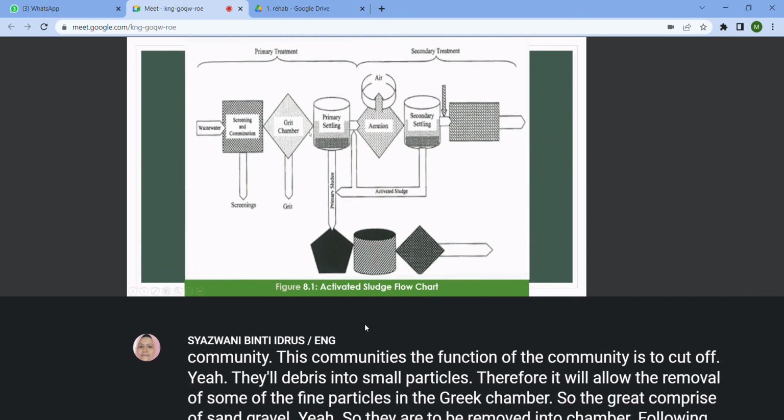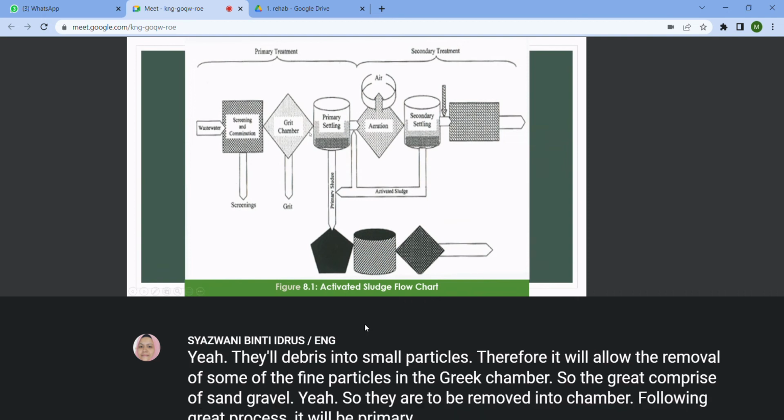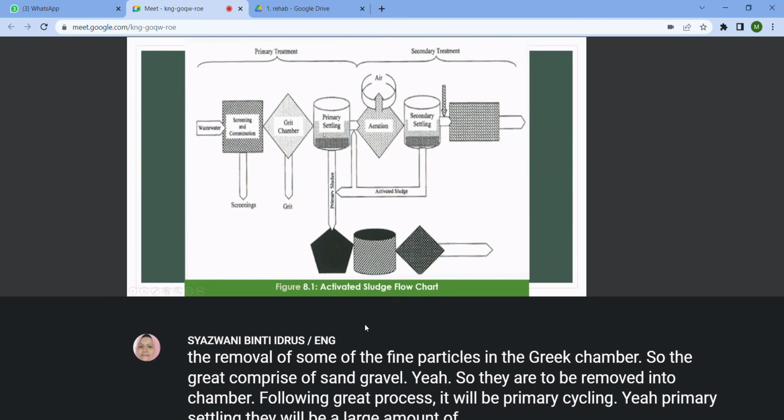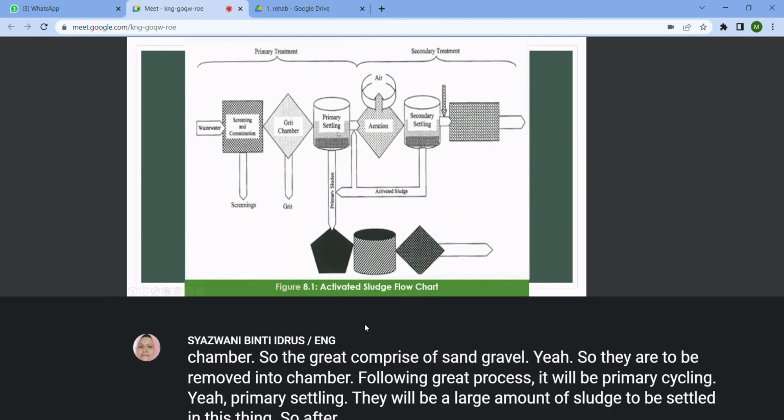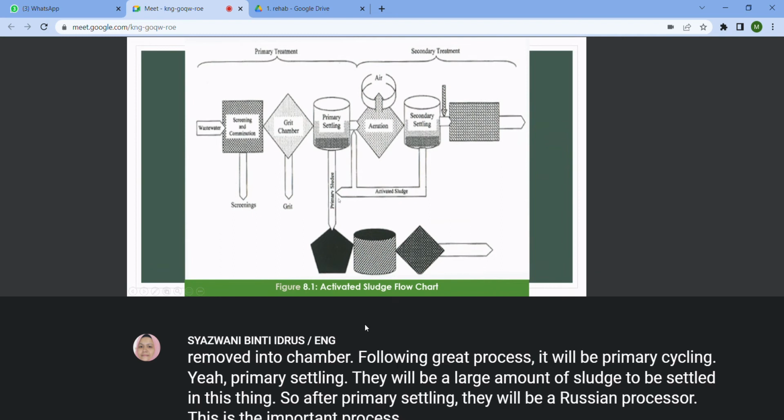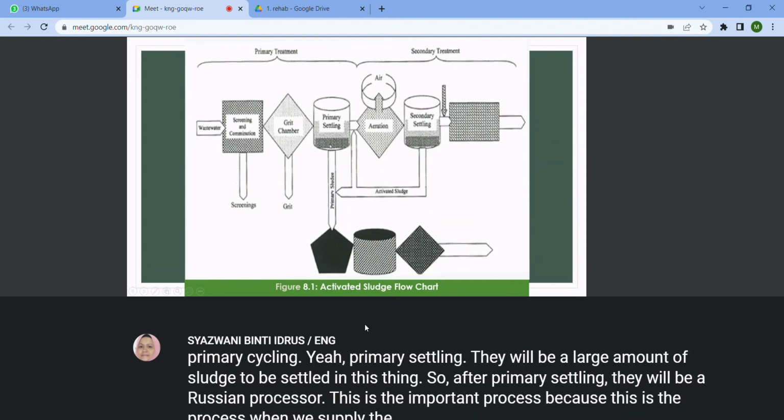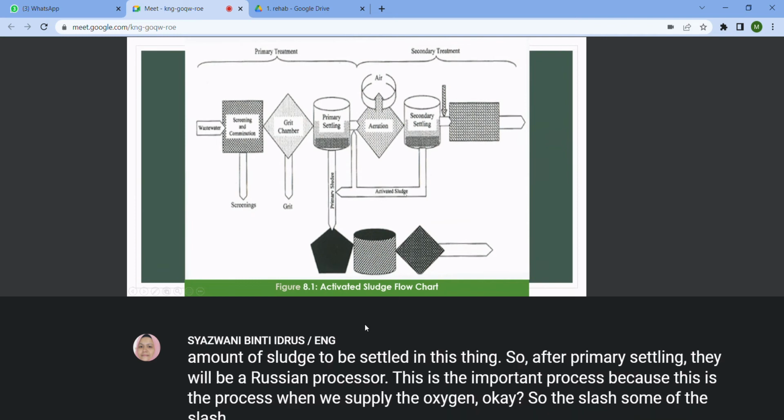Following the grit process, it will be primary settling. There will be a large amount of sludge to be settled in this tank. After primary settling, there will be the aeration process. This is the important process because this is where we supply the oxygen. Some of the sludge will be returned as activated sludge, so it will come back into the aeration process.